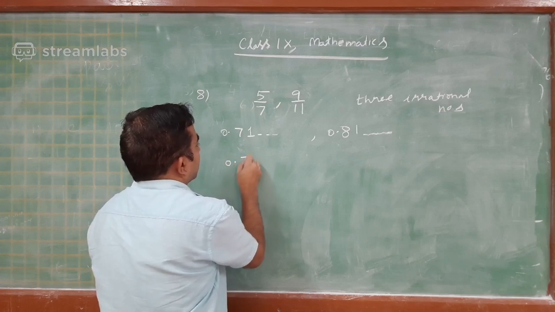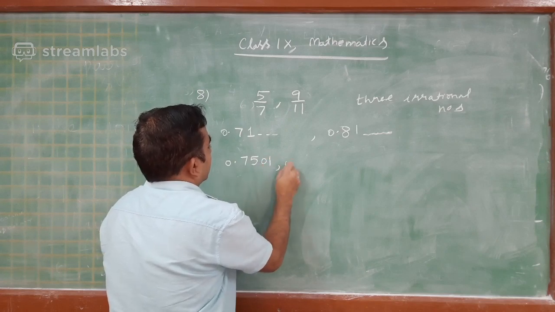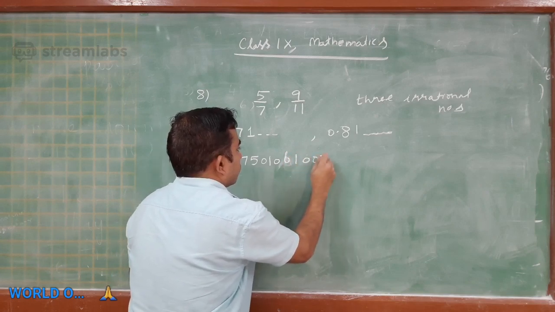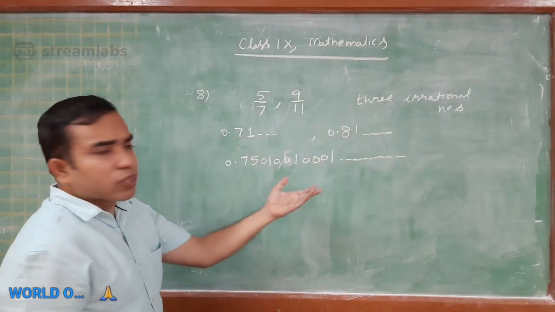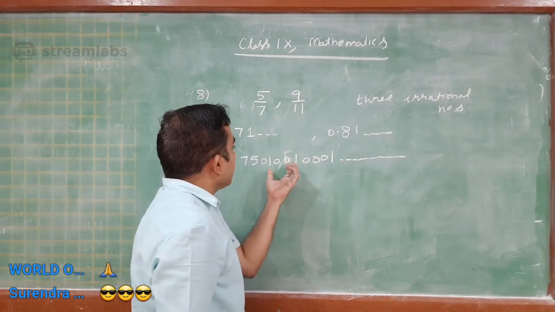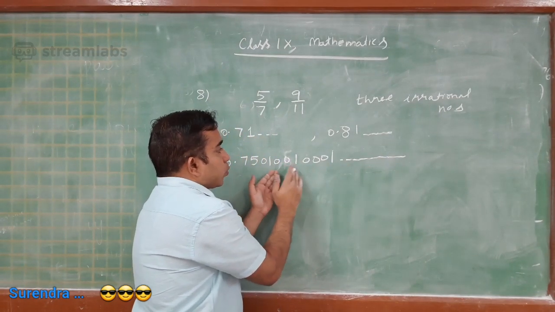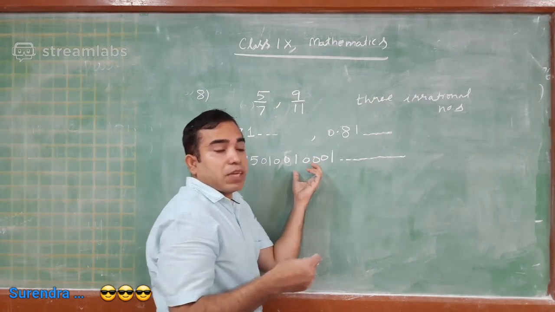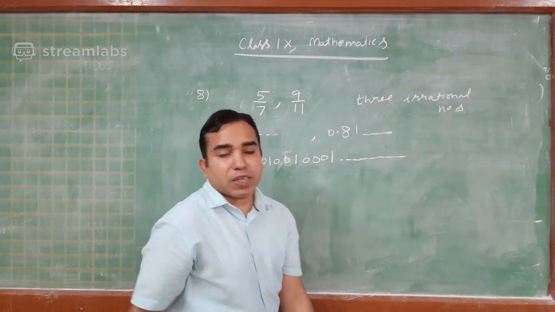Let us see this one. 0.75, suppose I take 0.750100100010001 and so on. Right? This is one irrational number because it is not recurring and not terminating. It is not getting ended, and the digits which are appearing have no fixed block which is being repeated. Although it has a pattern, there is no fixed block of digits which is getting repeated. That's why it is irrational.